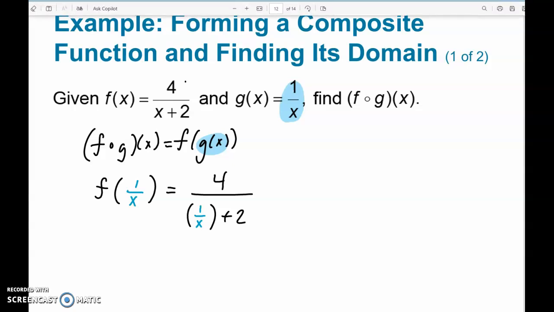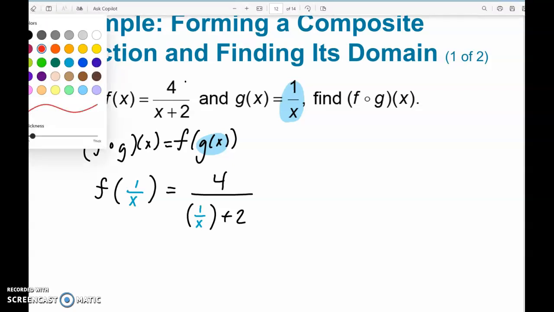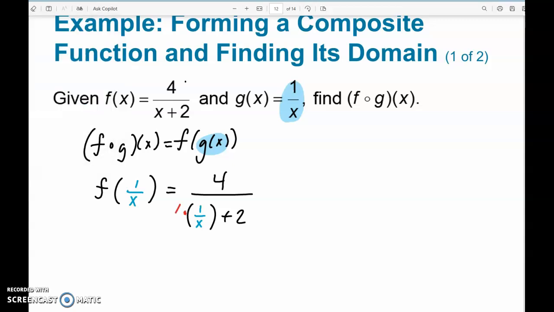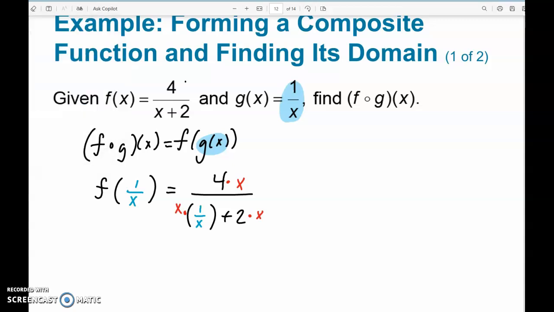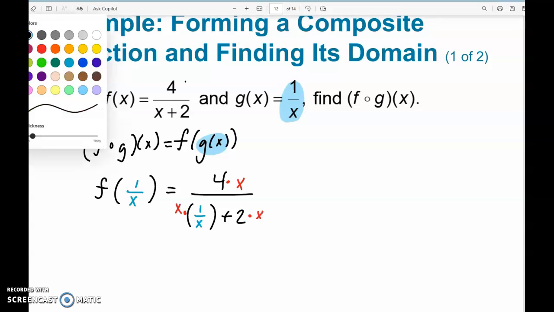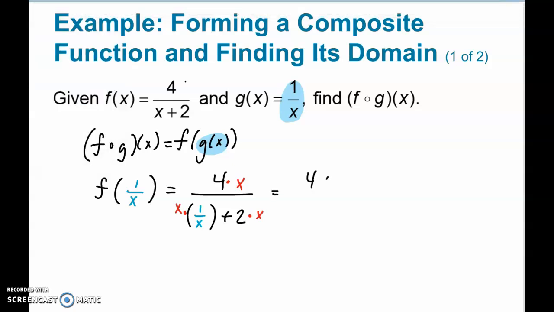So in order to simplify this, we're going to multiply everything by the denominator of this fraction. So I'm going to multiply this by x, and this by x. And then that will get rid of that denominator. So I will have in the numerator 4x. Here, the x's will divide out, leaving me with 1. So I've gotten rid of that denominator, plus 2x. So this would be the composition of the two functions.